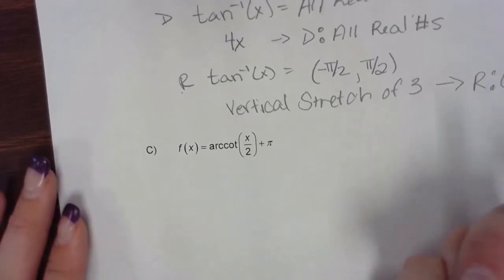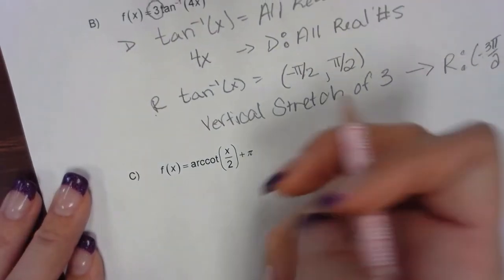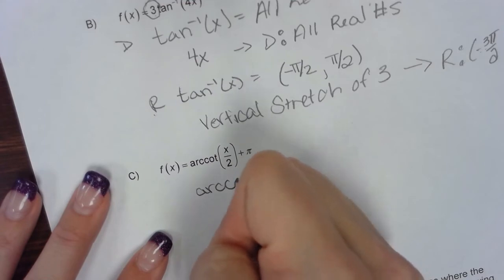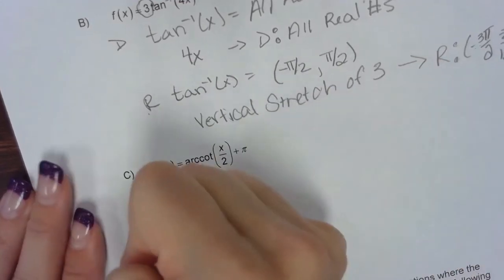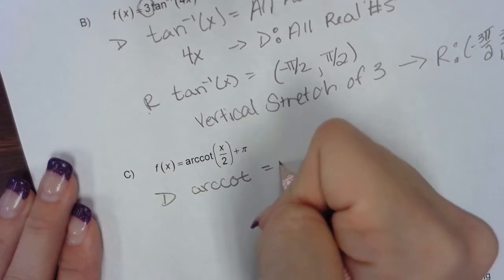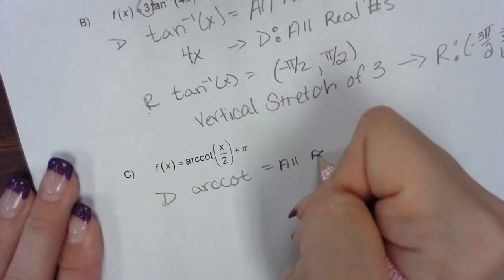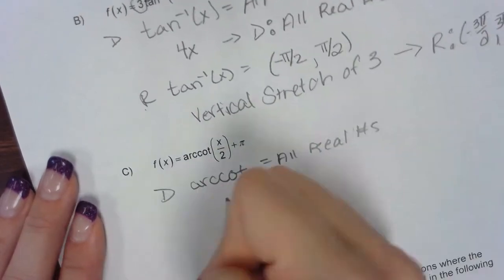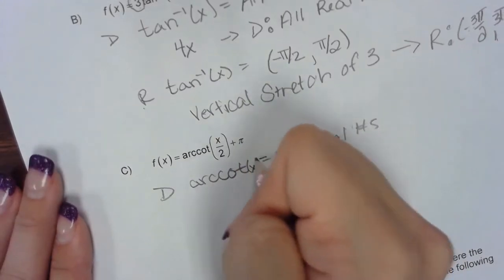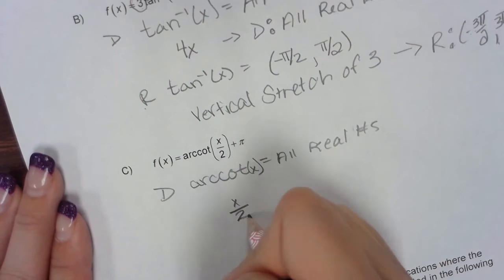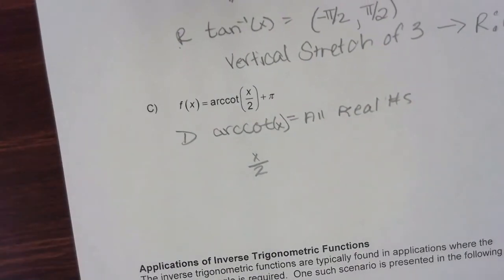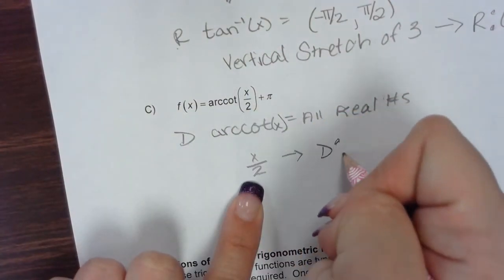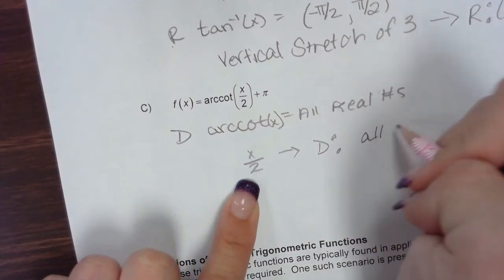Cotangent, arc cotangent. We're dealing with the same thing as we did a little bit with tangent here. So cotangent, arc cotangent, the domain is all reals. And if we look at this x over 2, does it really have a restriction? No, it doesn't. So that means our domain stays all real numbers.